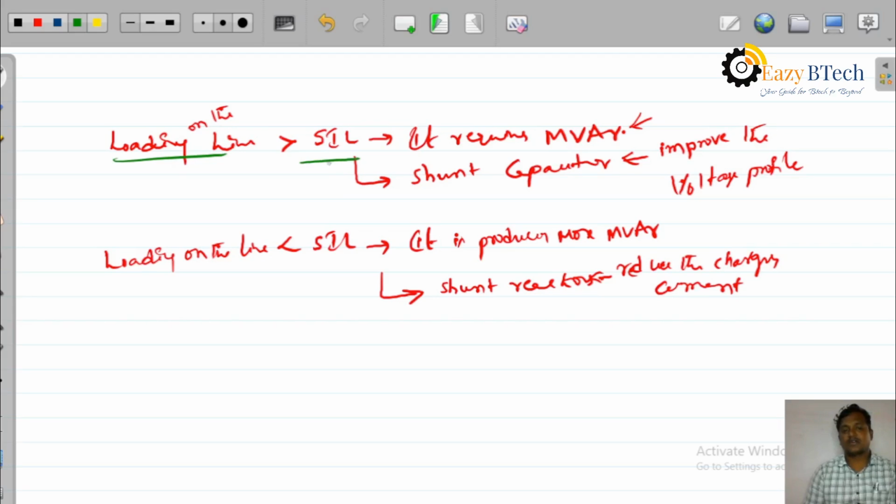Now, the surge impedance loading compared with the actual loading on the transmission line tells whether the transmission line produces reactive power or absorbs reactive power. This information is very important. Also, if loading is less than the surge impedance loading, it produces more reactive power. If at the receiving end we have more reactive power, then the receiving end voltage is greater than the sending end voltage. This is also one piece of information from the surge impedance loading. If you know the surge impedance loading, then the loading on the transmission line is either greater than or less than the surge impedance loading. We have to compare with the SIL.